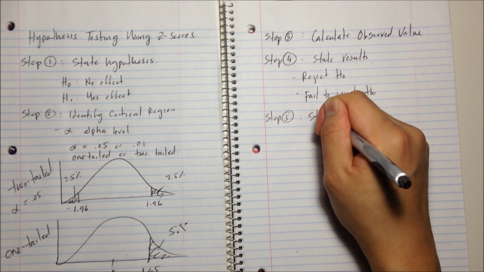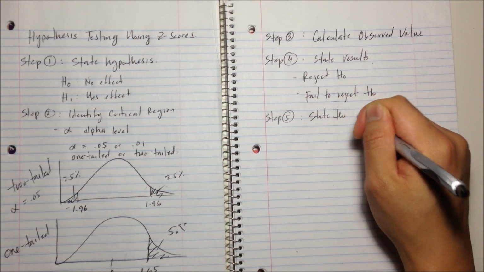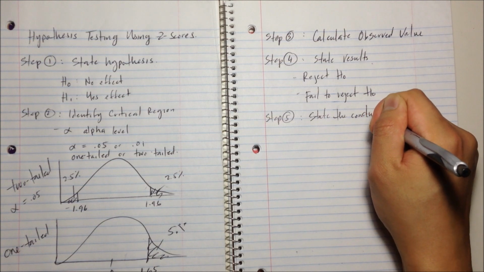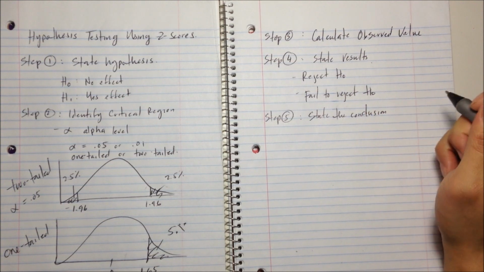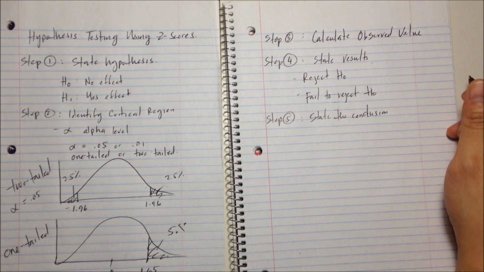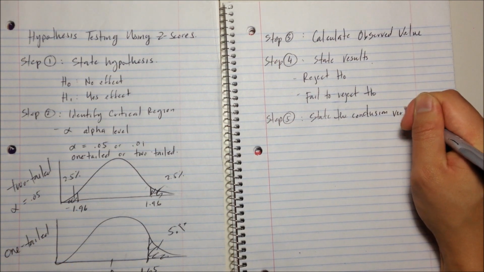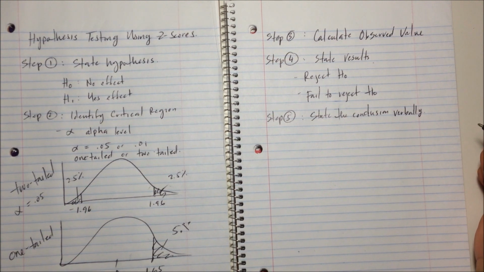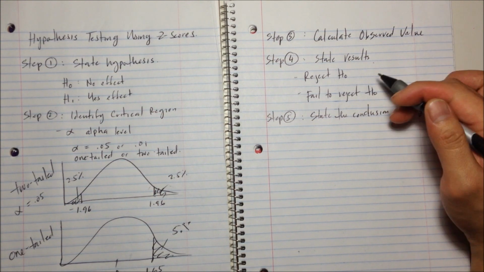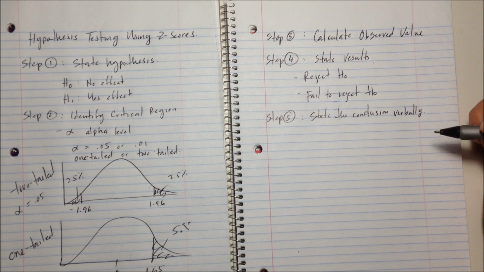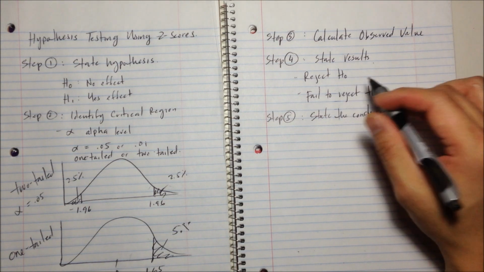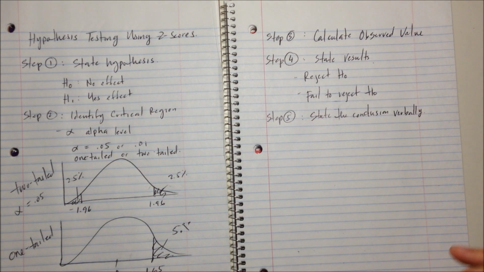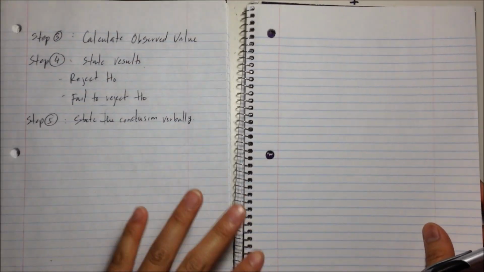we state the conclusion. Verbally, I guess. Basically, you have to state it so that it's understood. Because if you put reject null hypothesis in a report, and that's all you say, most people won't understand what that means. Okay? So, let's go start in our example.